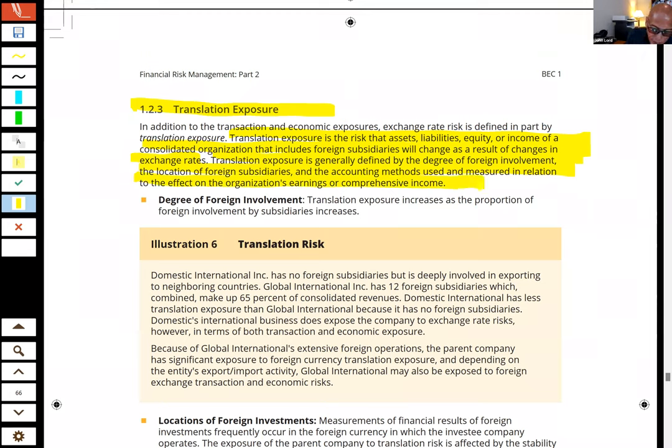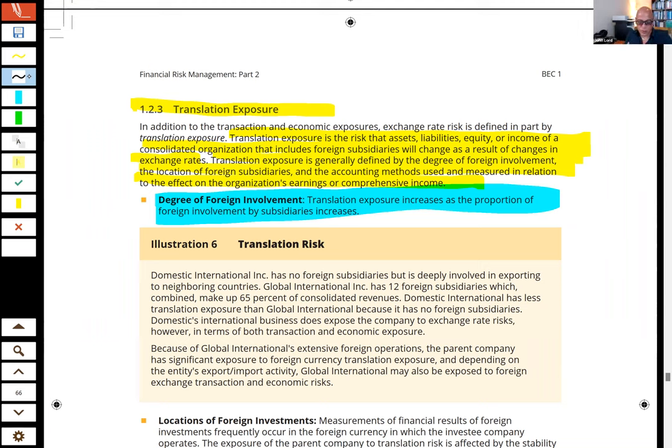So really, what drives the translation risk is the degree of foreign involvement. The more subsidiaries you have in different markets with different things going on, the greater your translation exposure. And so you can just go ahead and flashcard that.